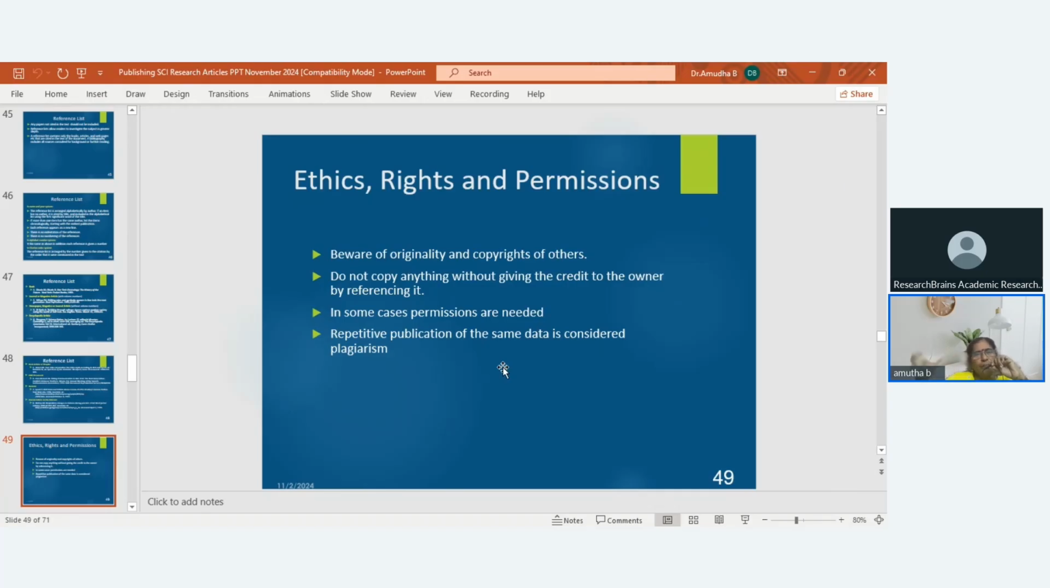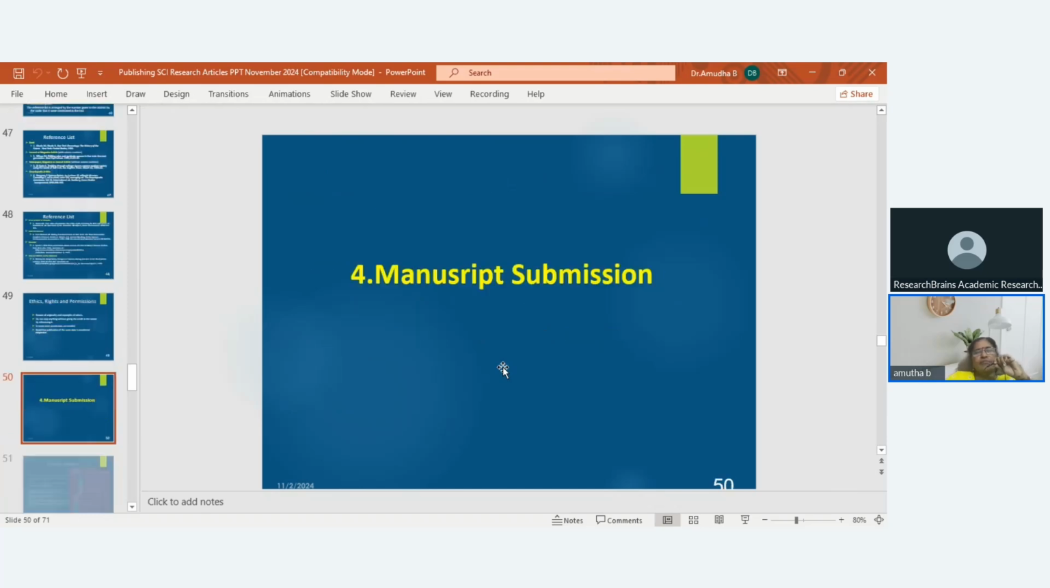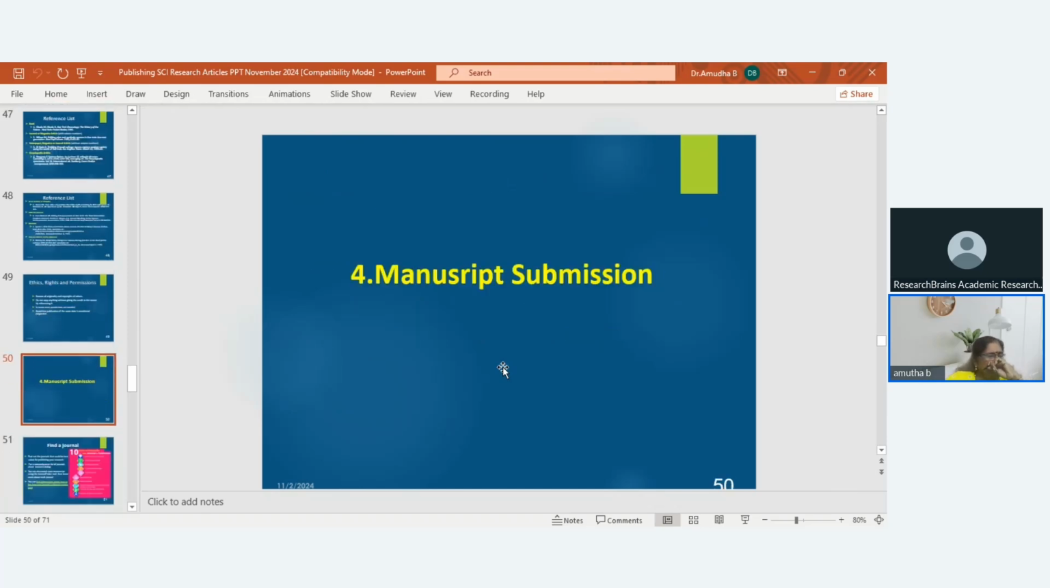And if you copy diagrams from Google, search for uncopyrighted or non-copyrighted figures and make use of those diagrams, or you can slightly change the diagram instead of copying. Finally, this is how you have to prepare the manuscript.